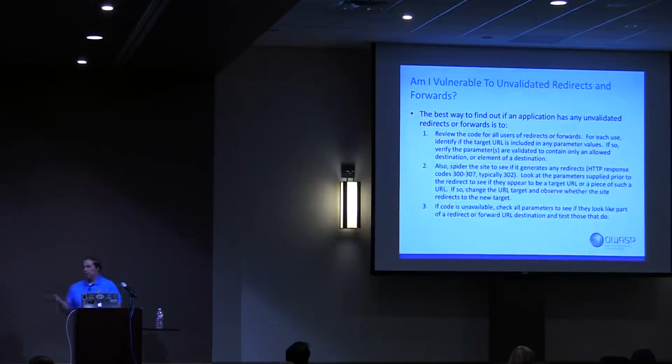Also, we can spider the site. Because in addition to parameter-based checks, we might also see 300 response codes. Typically a 302, 301, something like that is going to be a redirect. And so if there are parameters that get supplied to our page before we see those 302 redirects, then that parameter might be a target URL that we are then redirecting to page 2. And if it is, then we could try changing that target, seeing if it goes someplace else.